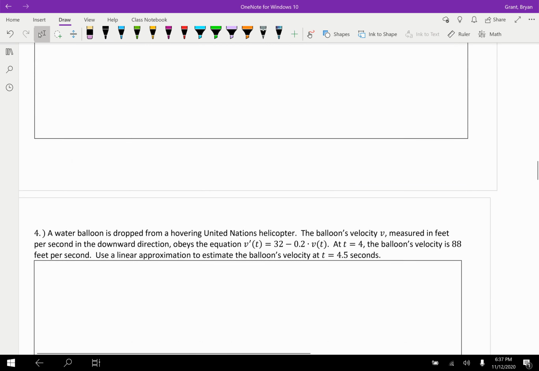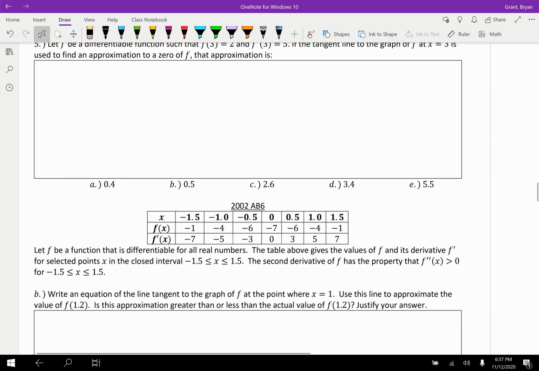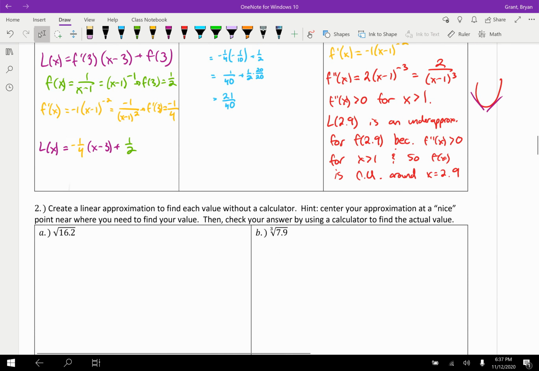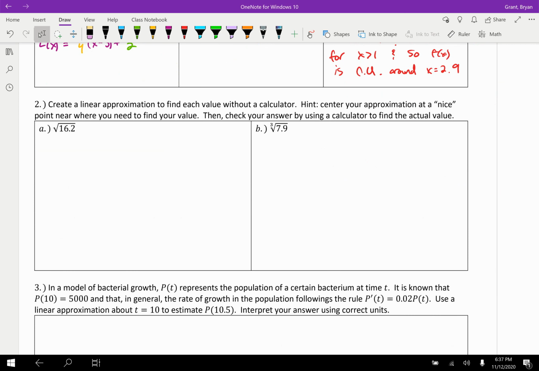It's set up a tangent line, interpret your answer with correct units, and I will, of course, post solutions for this on Teams. Here we go. Create a linear approximation to find each value without a calculator. So we want to find the square root of 16.2.